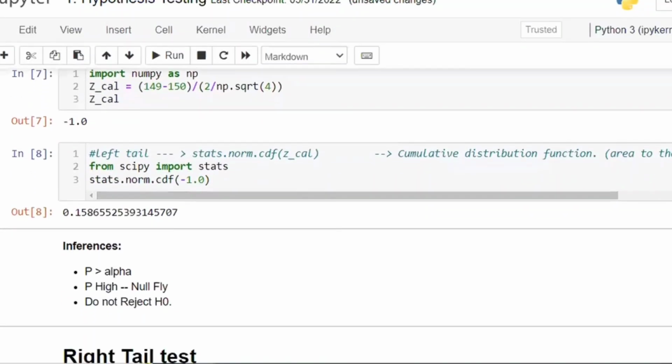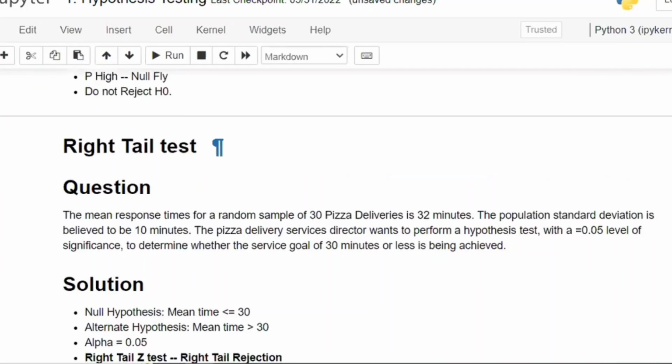And based on this, P is greater than alpha. So P high, null fly. It means do not reject the null hypothesis. Is that clear? This is with respect to the left tail test. One example with left tail, one example with right tail.